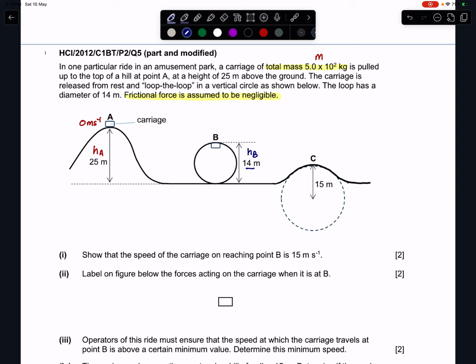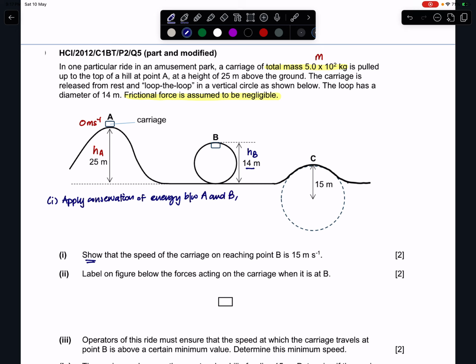So how do we find the speed? When all that fails, we'll use conservation of energy. I'm going to use conservation of energy to show that the speed on reaching point B is 15 meter per second. It is a show question, so you'll need to write down very clearly all the concepts that we use. The concept I'm going to use here is conservation of energy, and I'm going to apply it between point A and B.